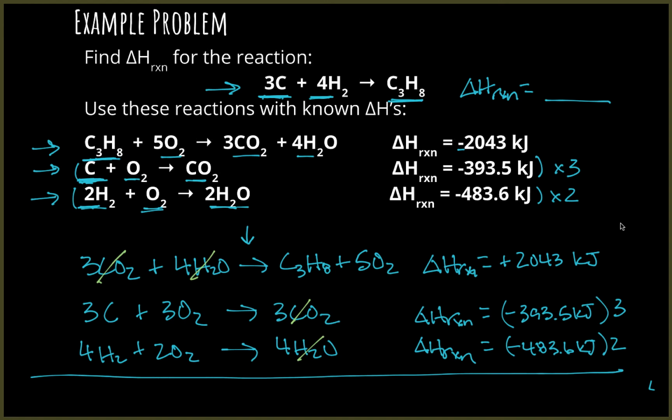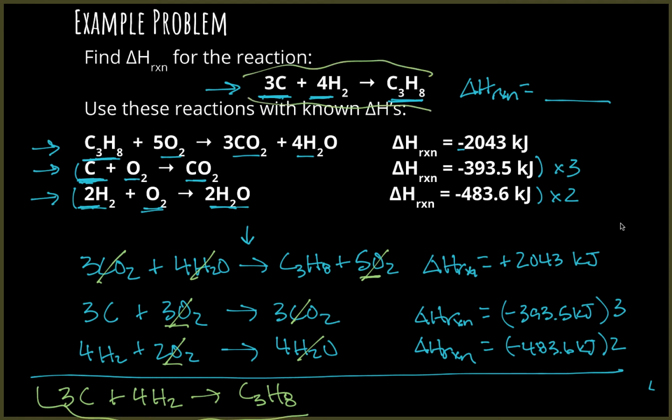And then I have 5 oxygen over here, and I have 3 plus 2 over here. So this 3 and this 2 will cancel out that 5. So then I'll bring everything else down. 3 carbon plus 4H2 gives me C3H8. And notice that this equation is the same as the equation that I was asked to find at the beginning.